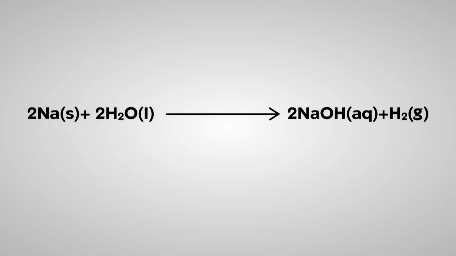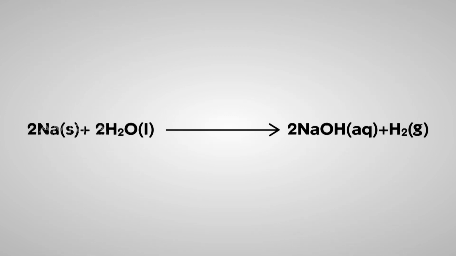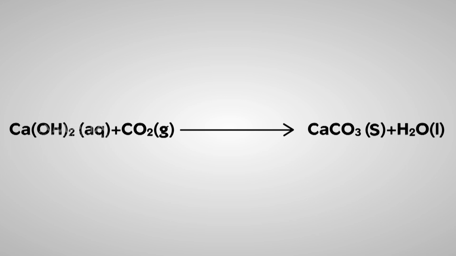Let's consider an example. 2Na(s) + 2H2O(l) gives you 2NaOH(aq) + H2. Here, the gas evolved in a reaction is indicated by an arrow pointing upward. In another instance, where a precipitate is formed in a chemical reaction, it is indicated by an arrow pointing downward or by using the abbreviation PPT, such as Ca(OH)2(aq) + CO2(g) gives you CaCO3 + H2O(l).